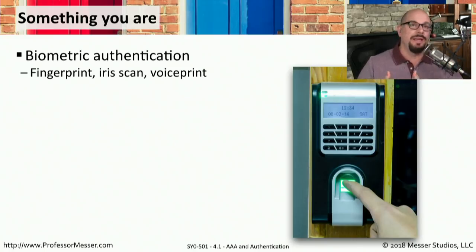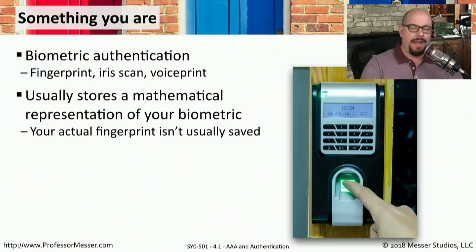So if you want to prove that you are who you say you are, nobody else has your handprint, nobody else has your fingerprint, nobody else has the makeup of your iris. These are all things that are very unique to you, so we categorize them as something you are. This is not obviously storing a picture of your hand. It's creating some type of mathematical representation of your handprint and putting that into a system. So if you put your handprint back on it, it creates that same mathematical representation and compares it with what it already has.